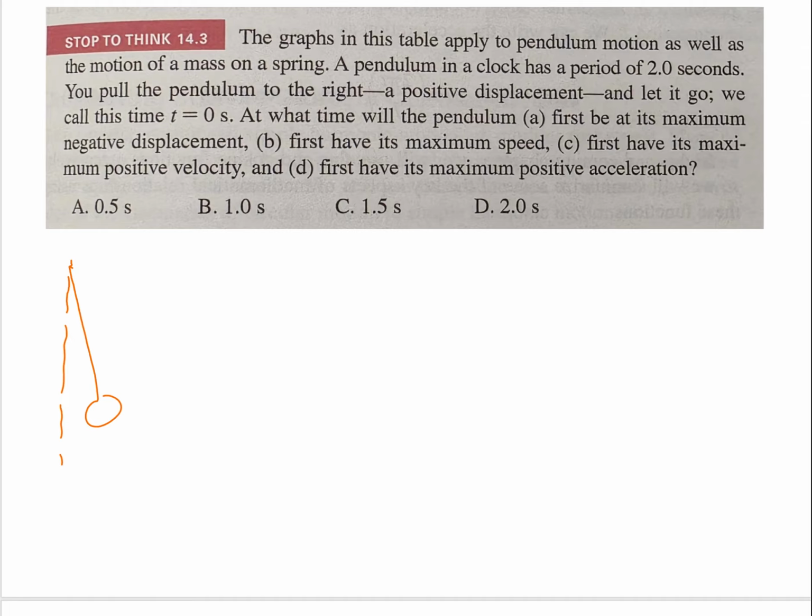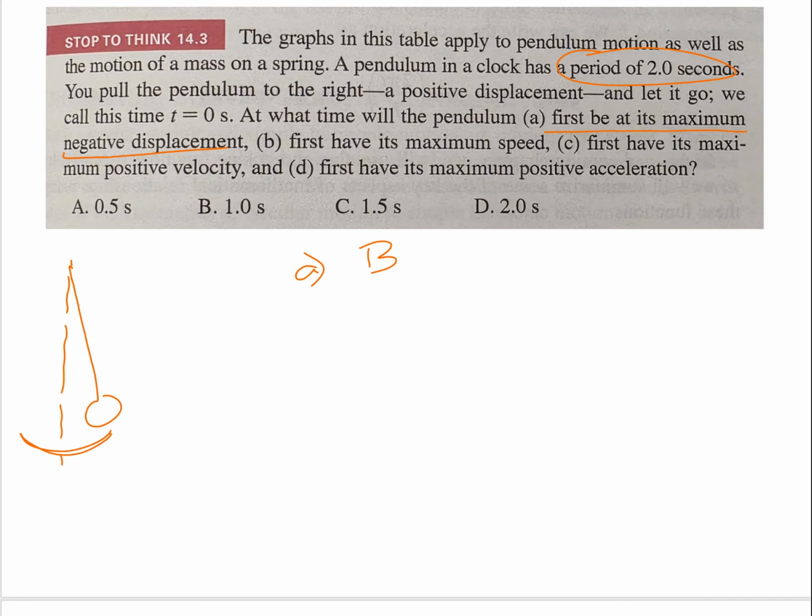At what time will the pendulum be at its maximum negative displacement? Well, they told us the period is 2 seconds, right? So that means it will take 2 seconds to go all the way this way and all the way back. So how long did it take to go all the way to the maximum negative displacement? 1 second. Yeah, so part A is B, 1 second.